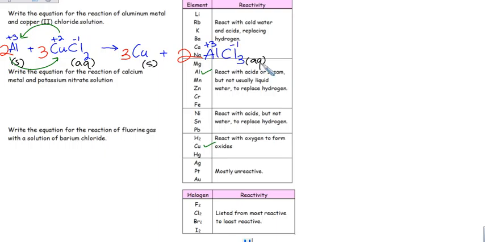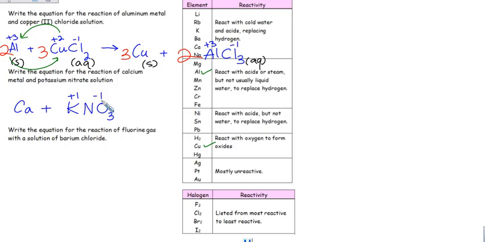Now what if you get something like the second one? Write the equation for the reaction of calcium metal and potassium nitrate solution. Alright, so calcium is not diatomic. Potassium nitrate, KNO3. Potassium is +1. The nitrate ion is -1. And so now at this point I might recognize single replacement. My single element is calcium. It's reacting with a compound.